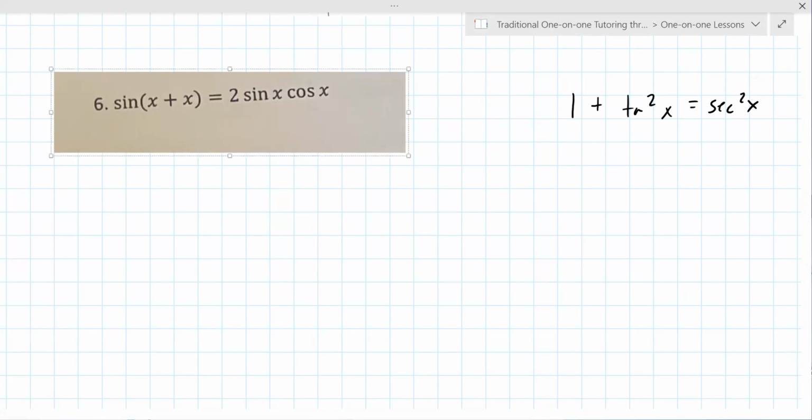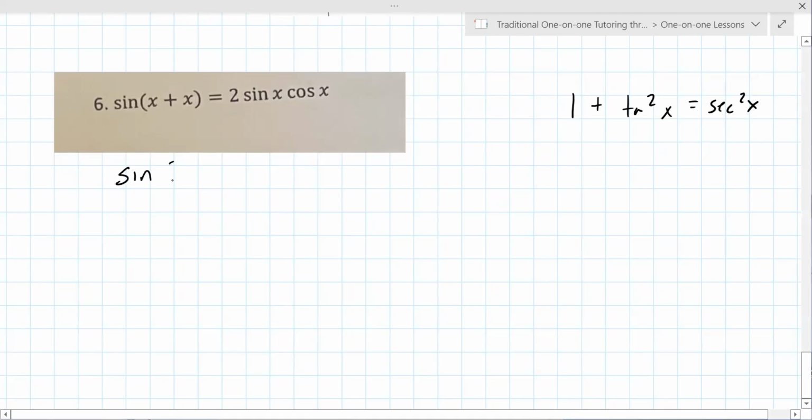It's really no different than the ones we've just been doing. You need the sum and difference formula. Where the instructor could be problematic is they could give you the problem like this, and then you have to know, oh yeah, it's really sine of x plus x. You may have to figure that part out on your own when you're doing this.